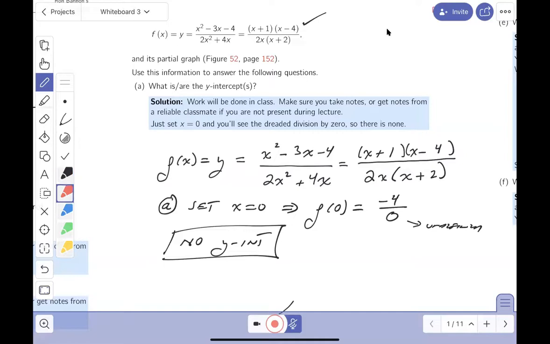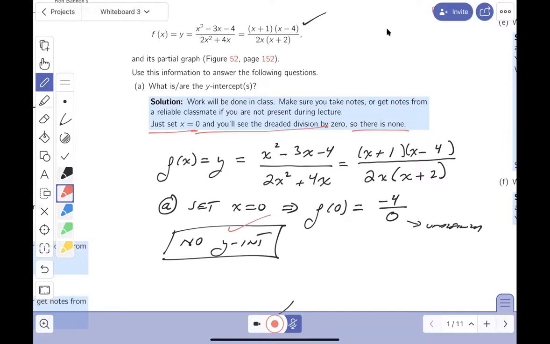All right, let me just go to the answer and make sure you understand what we're talking about over here. It says, just set x to be equal to 0. I'm reading this over here, and you'll see the dreaded division by 0. Yeah, I saw it. So there's none. All right, A is done. Now, someone's going to say, what does that mean? Well, all it means is there's no y-intercept.